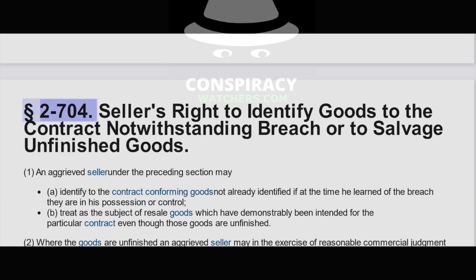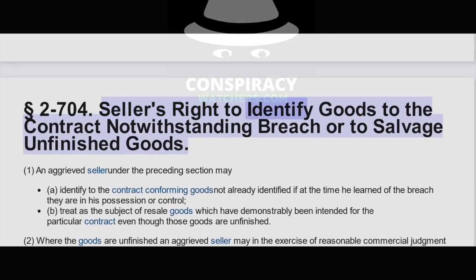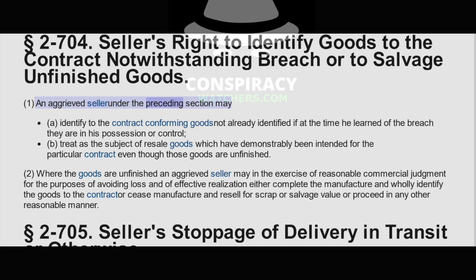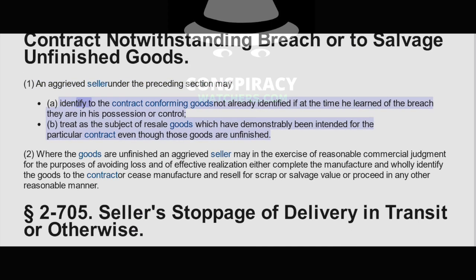Section 2-704. Seller's right to identify goods to the contract notwithstanding breach or to salvage unfinished goods. An aggrieved seller under the preceding section may identify to the contract conforming goods not already identified if at the time he learned of the breach they are in his possession or control, treat as the subject of resale goods which have demonstrably been intended for the particular contract even though those goods are unfinished.